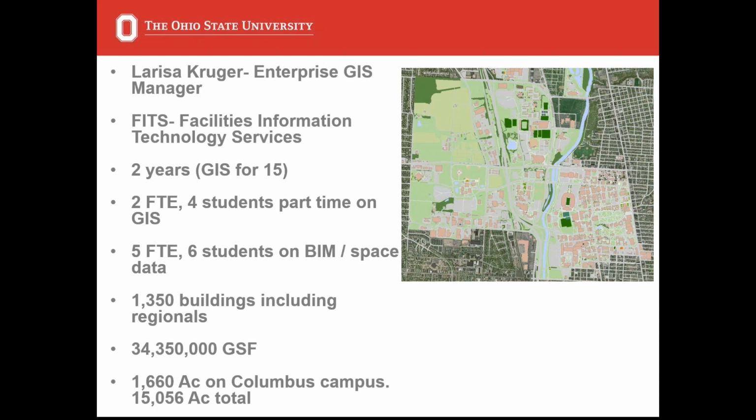Our university campus is composed of 1,350 buildings. That includes the regionals. Obviously, our main campus doesn't have near that number, and we're also responsible for managing over 34 million gross square feet. That includes 1,660 acres on our Columbus campus and over 15,000 acres, including regionals.